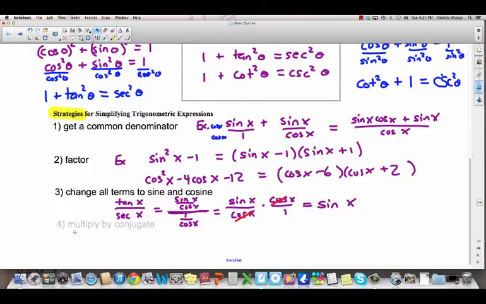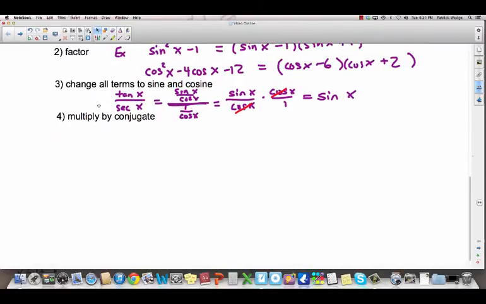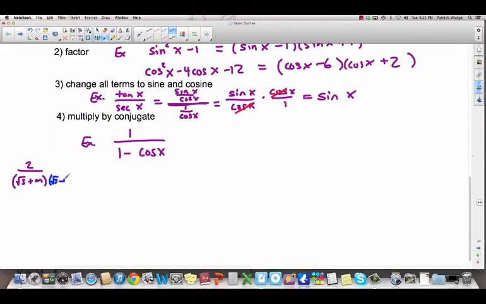Okay, last thing you're going to do is you could multiply by the conjugate. Now, do you remember what the conjugate is? I'll give you an example again. If we had something like 1 over 1 minus cosine x. The conjugate, remember when we tried to rationalize denominators? Like if we had 2 over root 3 plus m. Do you remember what we do is we multiply the top and bottom by the conjugate of this, which was root 3 minus m, and you do the same here.